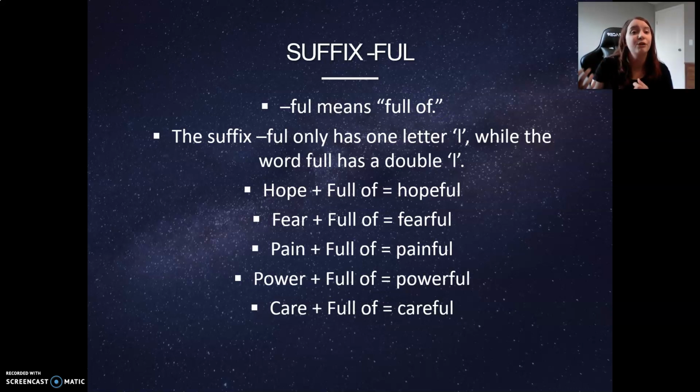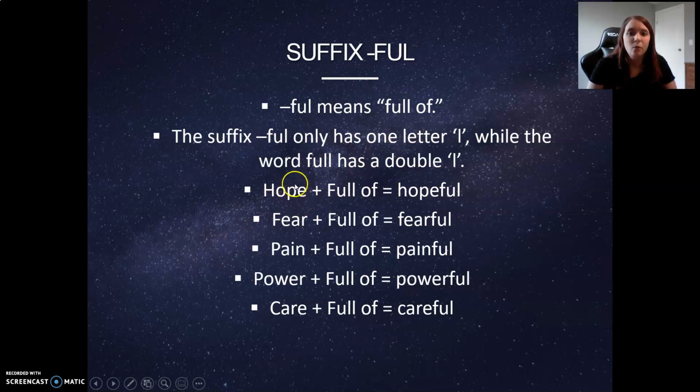When we're talking about prefixes, pre means before, so a prefix comes at the beginning of the word. When we're talking about suffixes, they come at the end. So the suffix full, if I'm writing it in a word, it only has 1 L, even though it technically means full of, which has a double L in the word full. When we're writing the suffix full, do not put 2 L's, it's only 1.